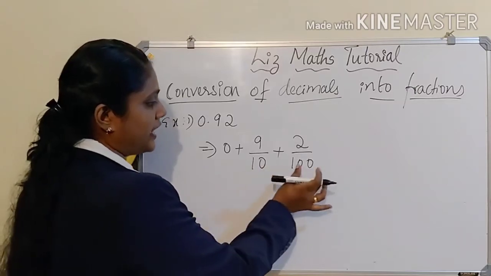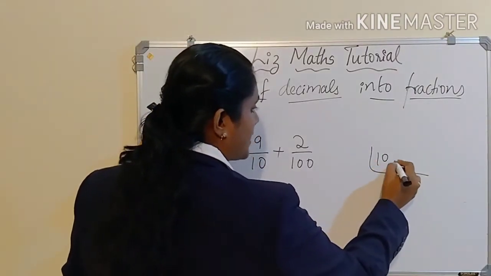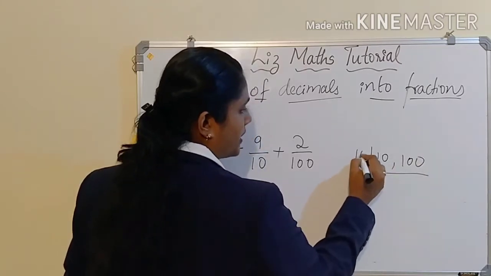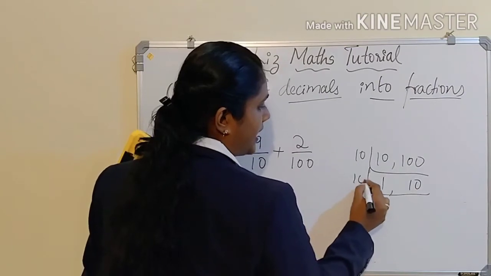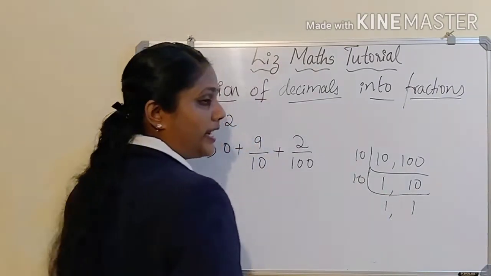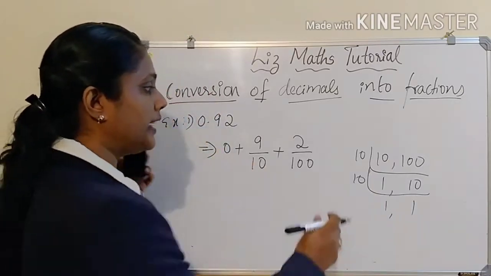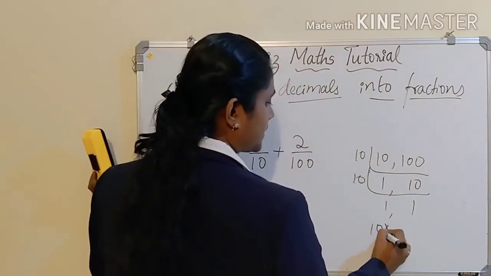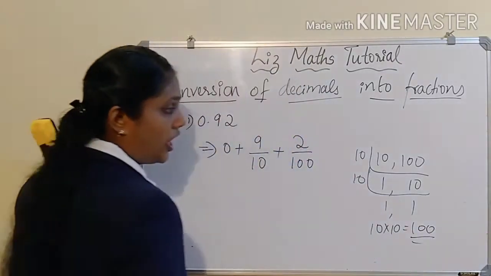See here, different denominators you can see. So what do you have to take? You have to take the LCM. 10 and 100. So 10 ones are 10, 10 tens are 100. Then again make 1 as a reminder. So again you have to multiply by 10. So 10 tens are 100, the multipliers 10 into 10 are 100. So 100 is your LCM.